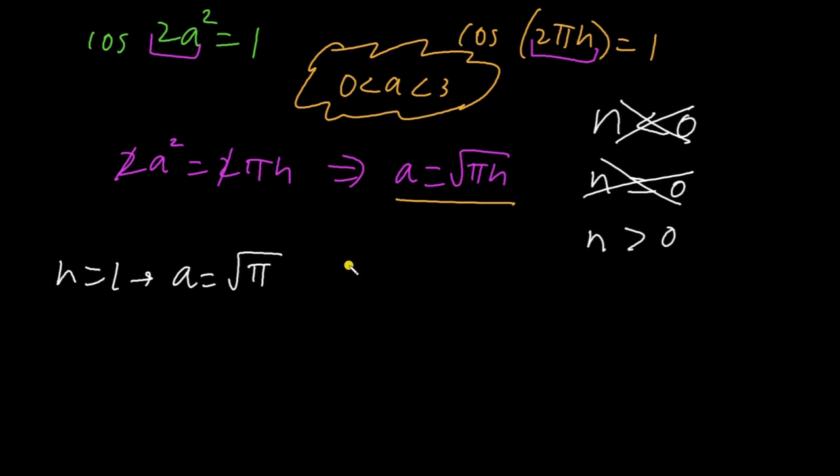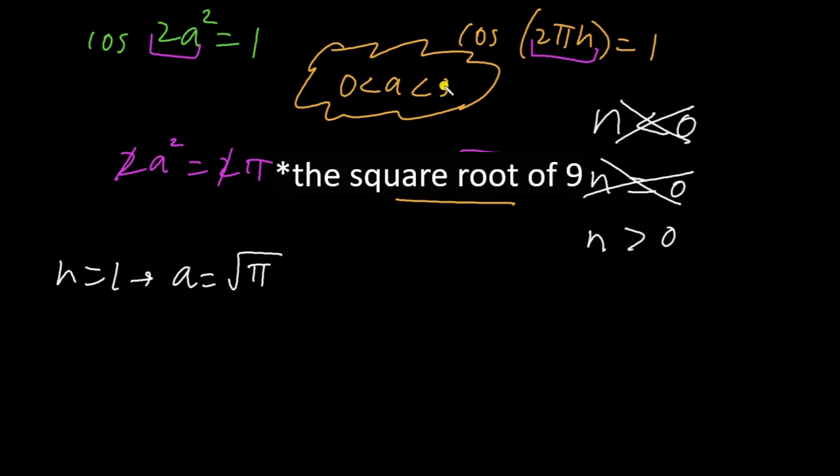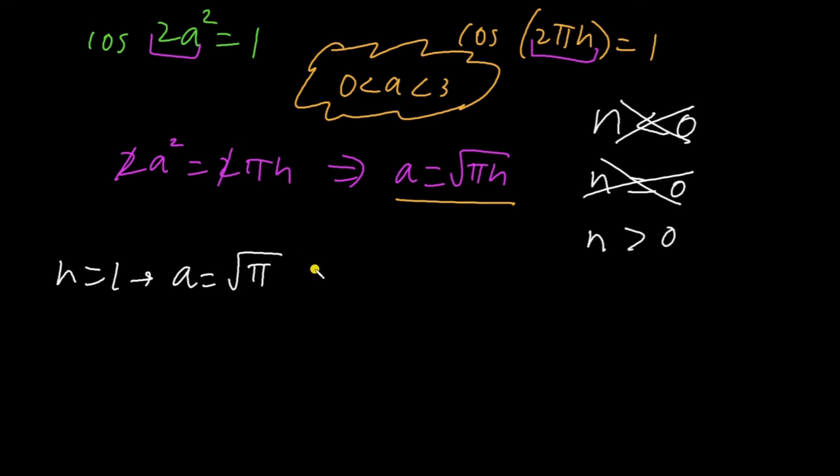Okay, well, let's think about this. 3 is the square root of 9, right? So the question is, is the square root of pi less than 3? I can say, is the square root of pi less than the square root of 9? Well, pi is definitely less than 9. So that means the square root of pi is less than the square root of 9, so the square root of pi is less than 3. So that means a is equal to the square root of pi is a valid solution.